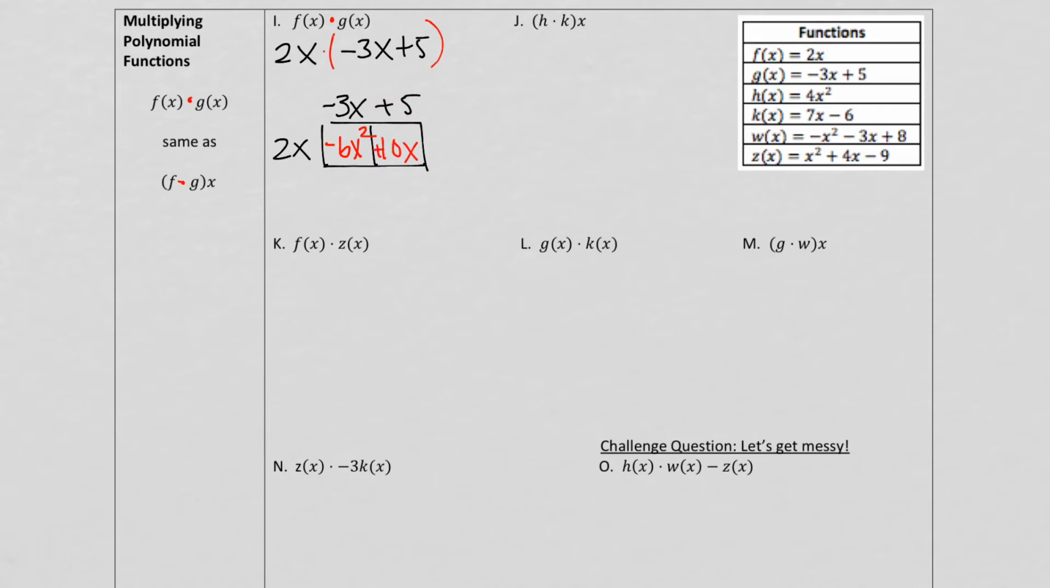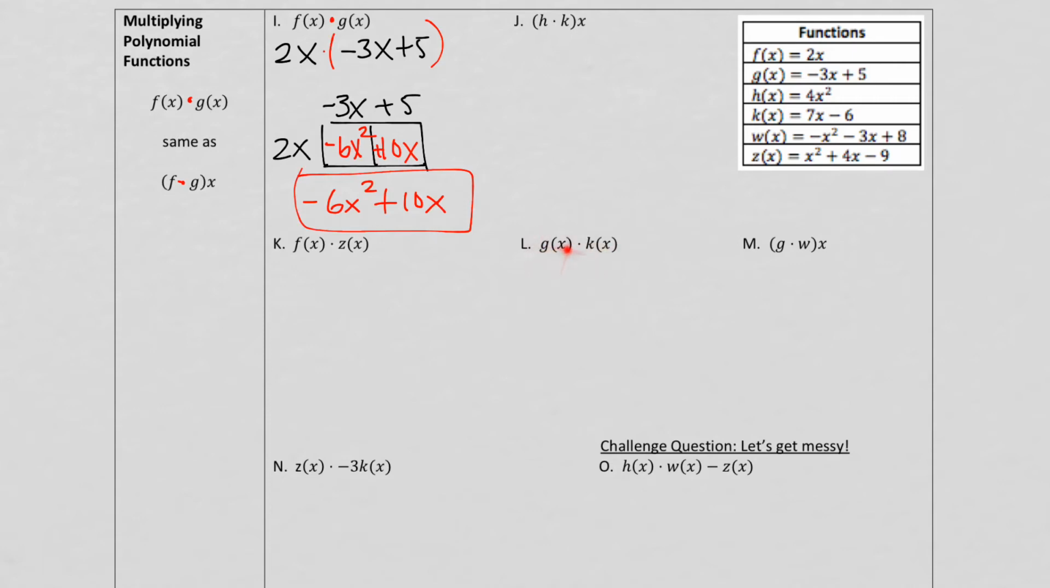And then, in this case, because it's small, once this is complete, there aren't any like terms, so your answer is going to be what you see. It's minus 6x squared plus 10x. And that's your response. Let's look at example L. Just try a different one.